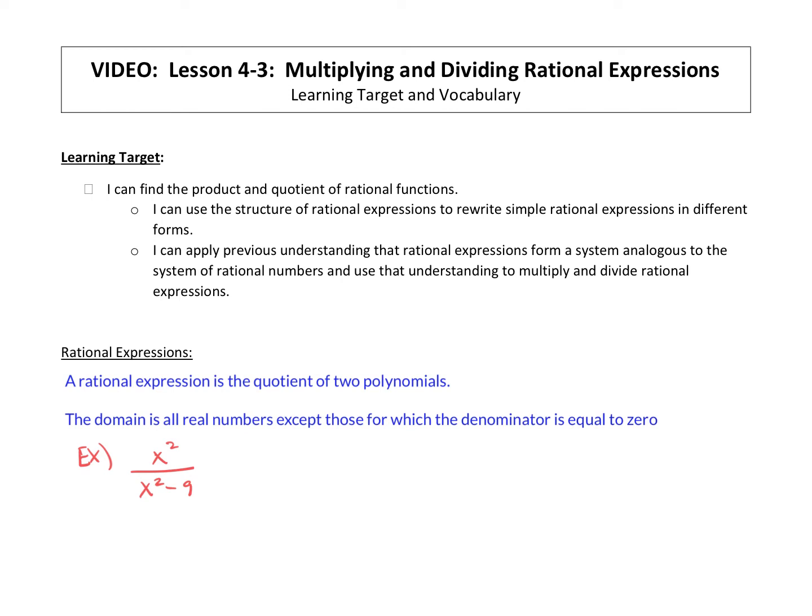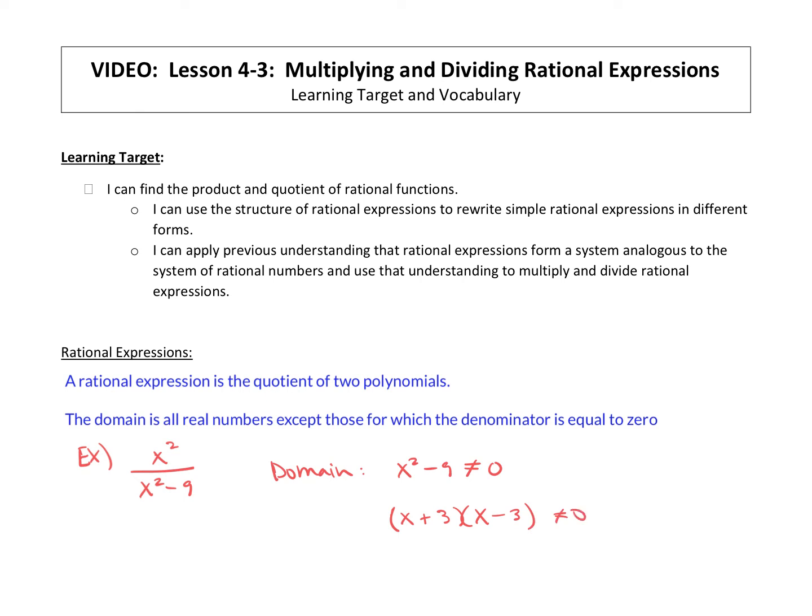Now we're going to talk about domain on all of these problems. The domain is all real numbers except for those that make the denominator equal to 0. So an easy way to find your domain is to take your denominator, x squared minus 9, and just say my denominator cannot equal 0, and then do any solving that you would need to solve this. So any x squared or higher, we're going to try to factor. X squared minus 9 is a difference of squares. It factors into x plus 3 times x minus 3.